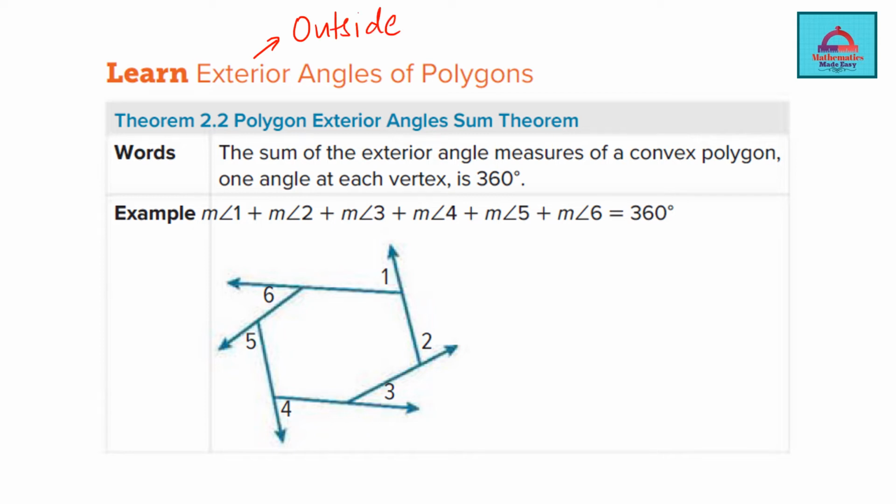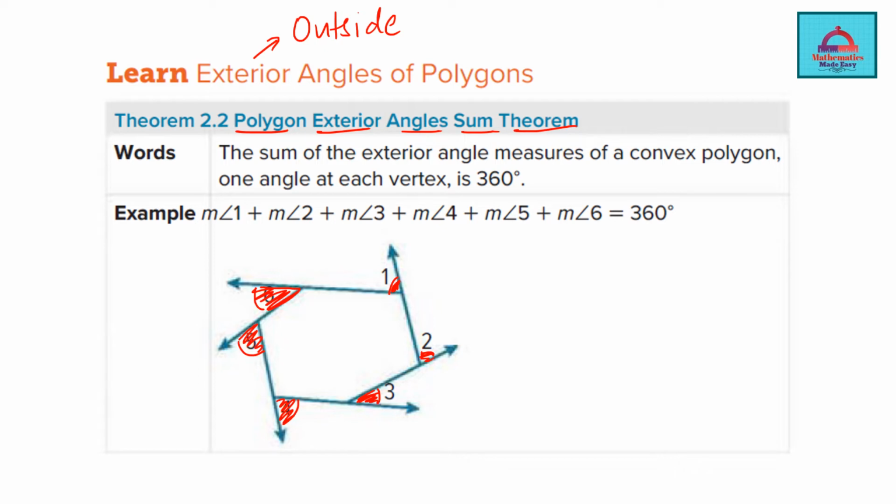So these angles, look here now, if this is a polygon given to you, then angle 1, angle 2, angle 3, angle 4, angle 5, angle 6. Can you see they are outside? This is the measure of angle 3, angle 2, angle 1. So all of these are lying outside the polygon, and when they are outside we apply the polygon exterior angle sum theorem.